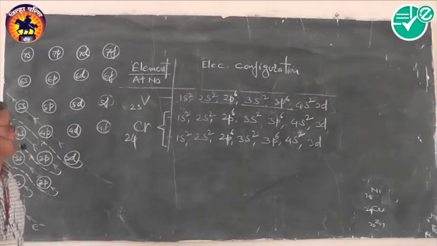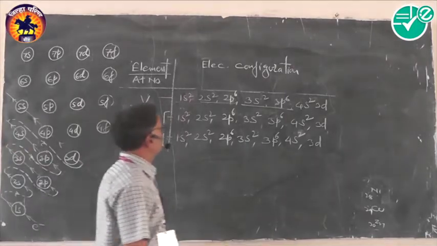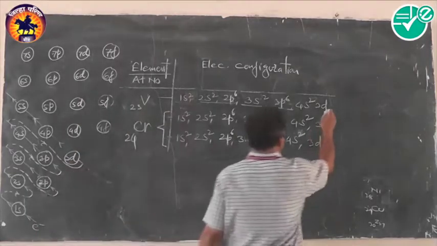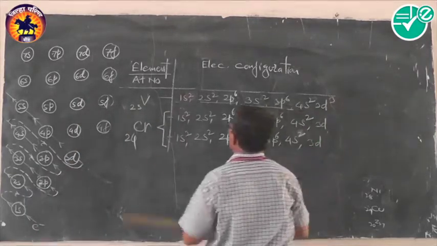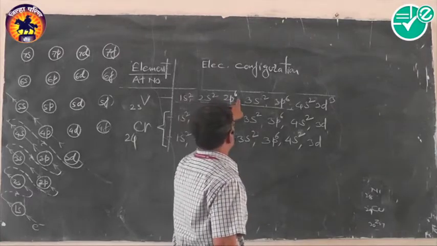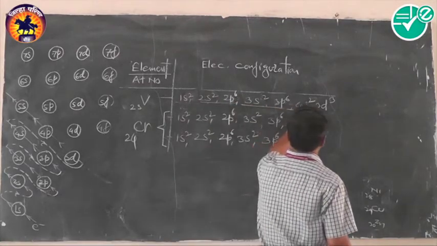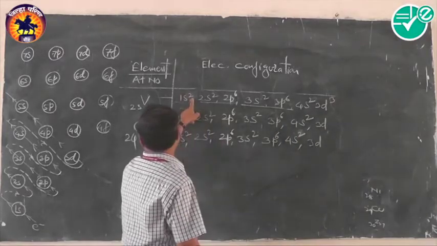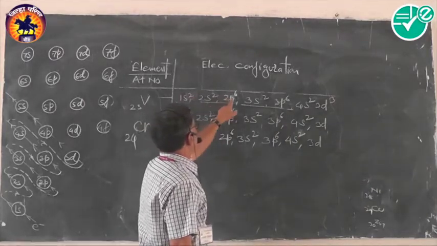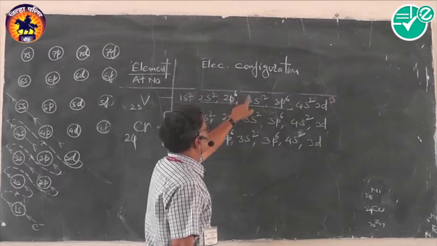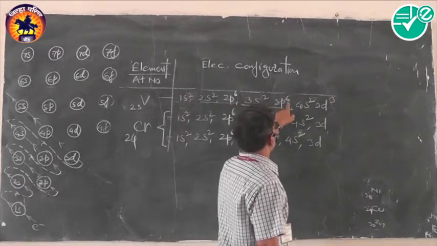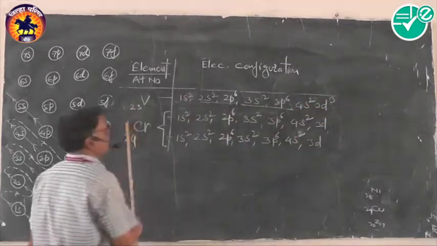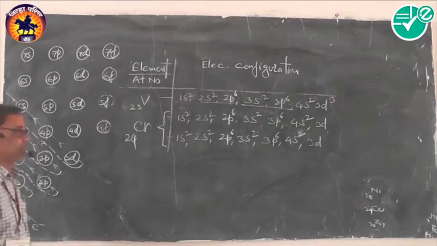So atomic number 23 is called vanadium. Its electronic configuration becomes 1s2, 2s2, 2p6, 3s2, 3p6, 4s2 and 3d3. The summation becomes 23: 2 plus 2 is 4, plus 6 is 10, plus 2 is 12, plus 6 is 18, plus 2 is 20, plus 3 is 23. That is the electronic configuration of vanadium.